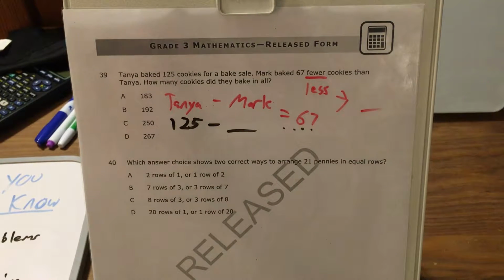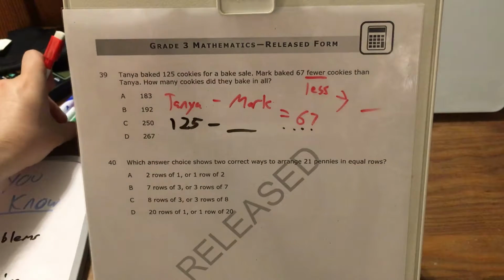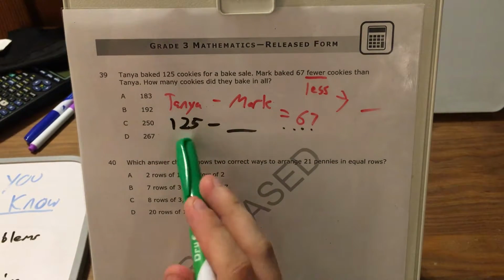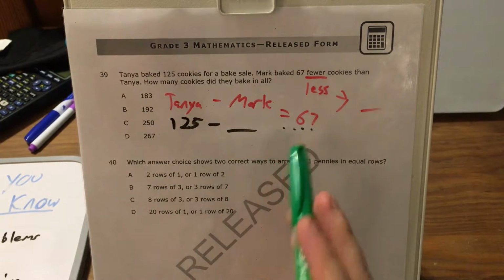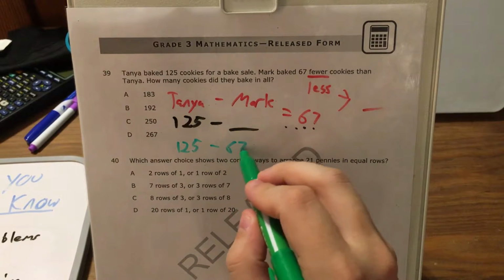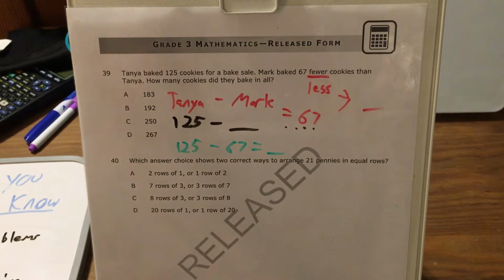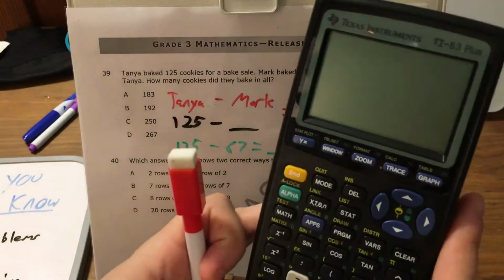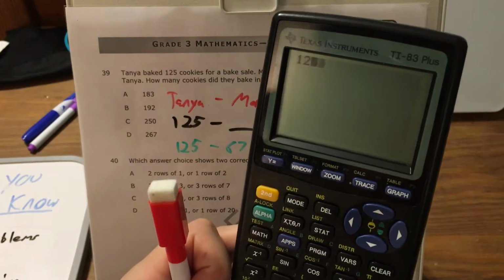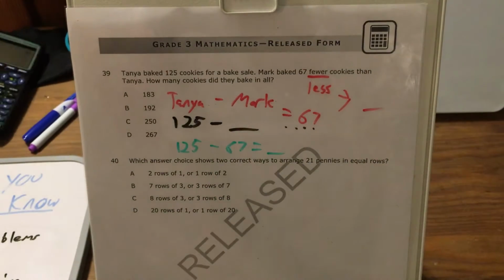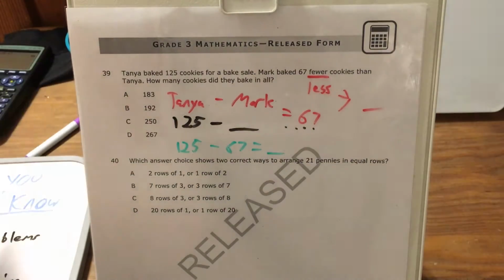And now I'm going to break out my fact families in order to figure this one out. Because if I know that 125 minus some number I don't know equals 67, then I also know that 125 minus 67 equals that number that I don't know. Now that I have a quick little equation that has my unknown by itself, I'm going to break out my calculator. 125 minus 67 is going to get me 58. So Mark ended up making 58 cookies.